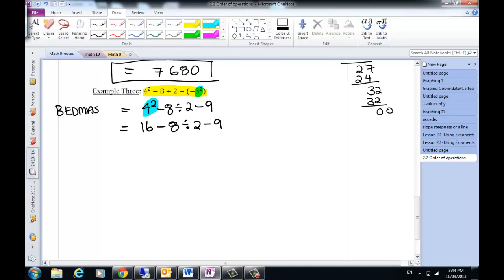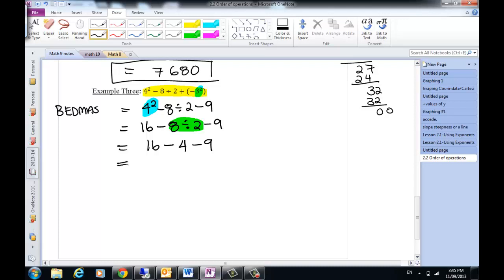And back to BEDMAS again. So what do I have that I can do? Well, I have a division symbol. Okay, so I have to do the division before I do subtraction. Subtraction comes way after. So we've got 16, and we've got minus 8 divided by 2, which is 4.